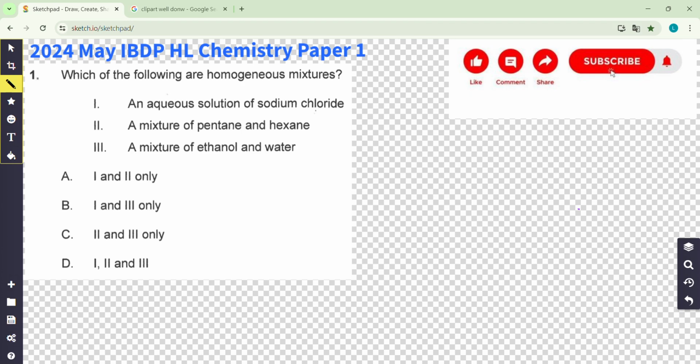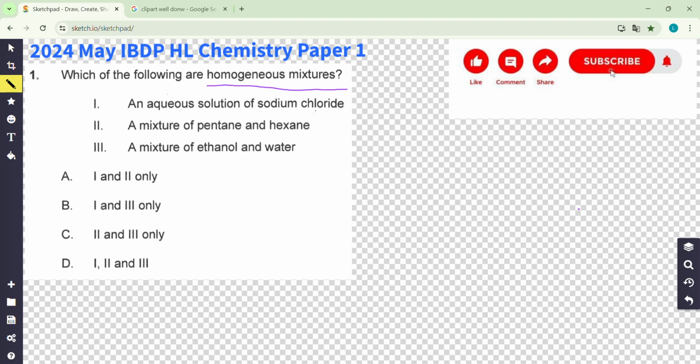Now we start our journey to chemistry paper 1 HL. Okay, 2024 May, right? First question. Which of the following are homogeneous mixtures? Homogeneous means that they mix up thoroughly, okay?